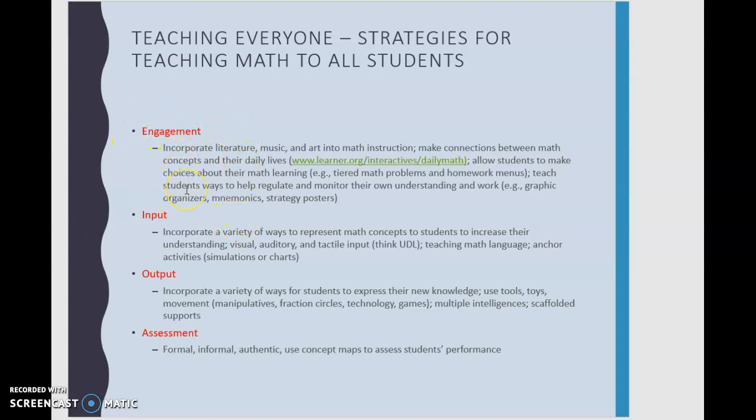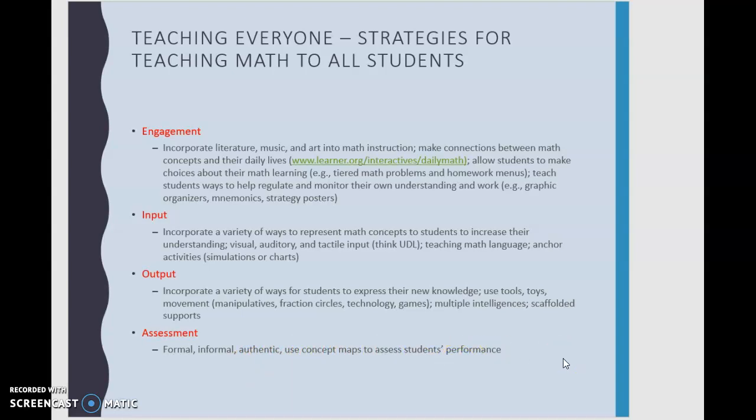Engagement. How can you get students engaged in math? Okay, this one's a good one. Learner.org/interactive/daily math. I know you can't click on that. You can't click on it here in the recording, but just copy this and put it into your browser if you want to use this. Thinking about allowing students to make choices about their math learning. Thinking about ways that they can show you what they know and ways that they can access math. Ways that they can show you, output, and then assessment: formal, informal, authentic, concept maps to assess student progress.